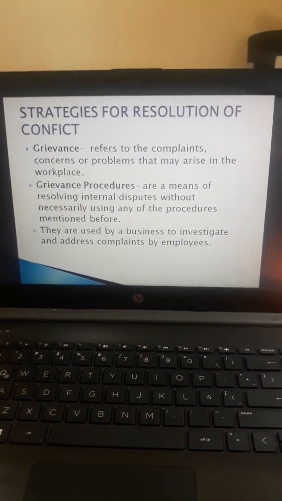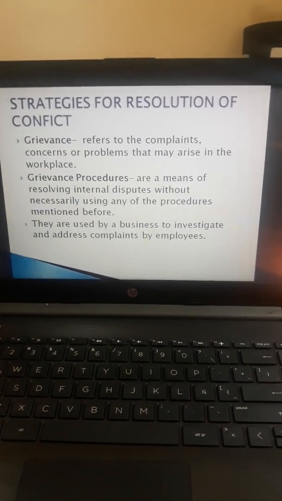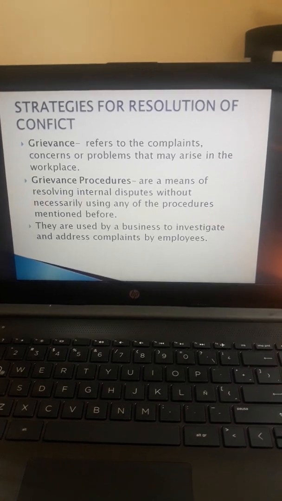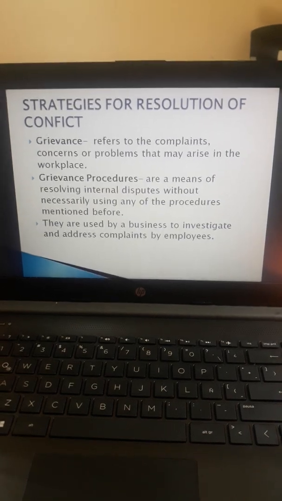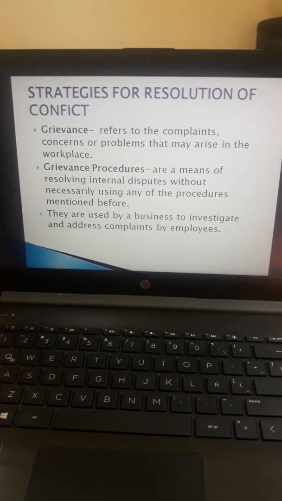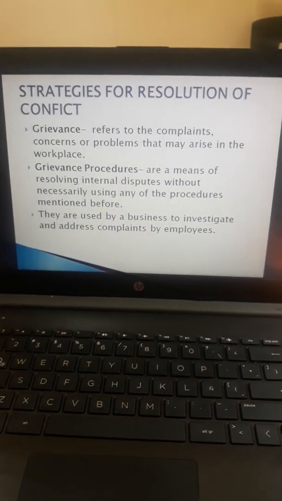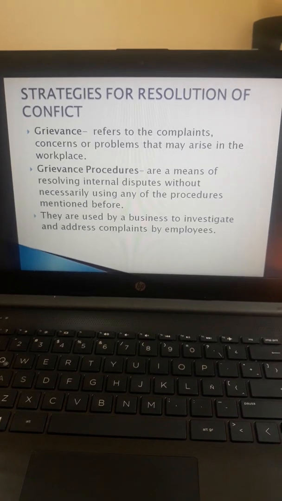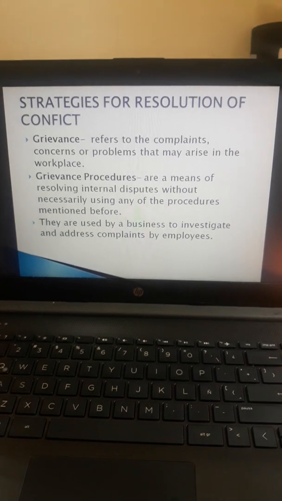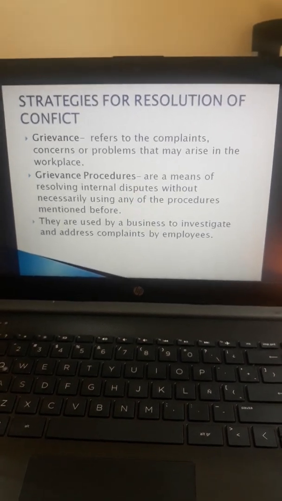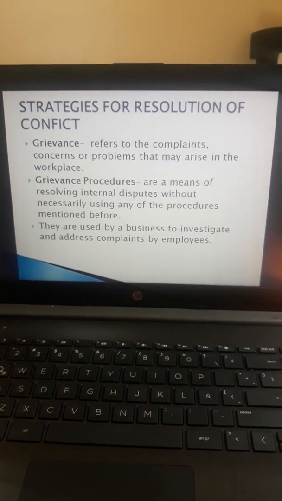So a strategy that they use is called grievance procedure, right? And this is saying that grievance procedures are a means of resolving internal disputes without necessarily using any of the procedures mentioned before. So without using mediation or arbitration or trade union representation, they can use grievance procedure. So what they do is that the employees will lodge complaints, right? Whatever problem they're having, whatever concerns, they're going to lodge it to the employer, right?